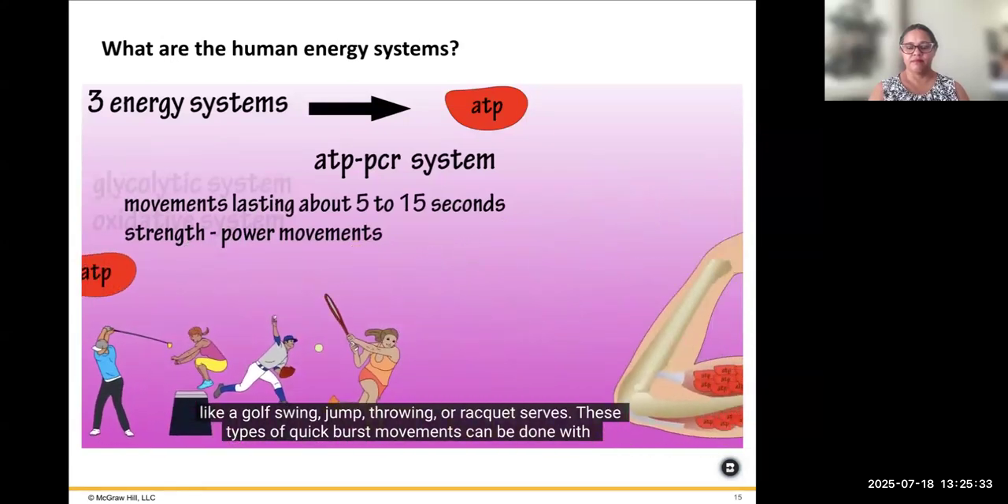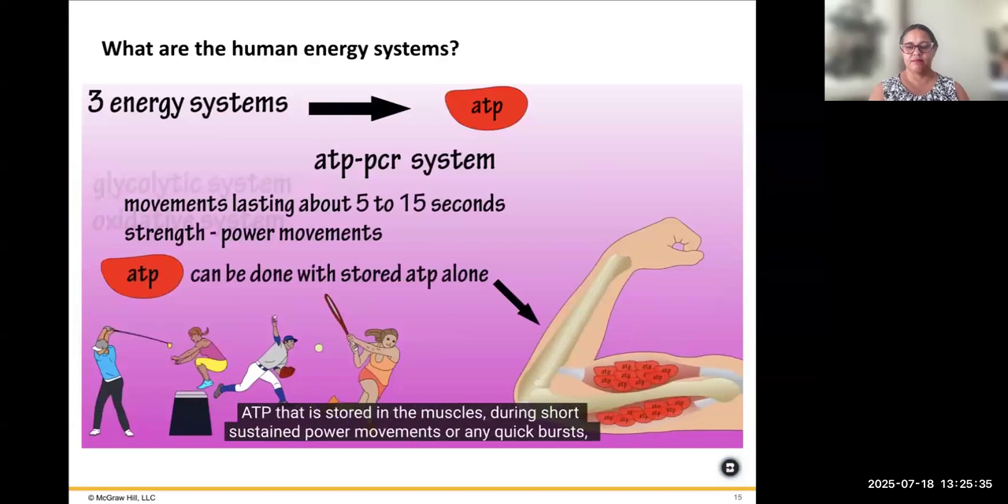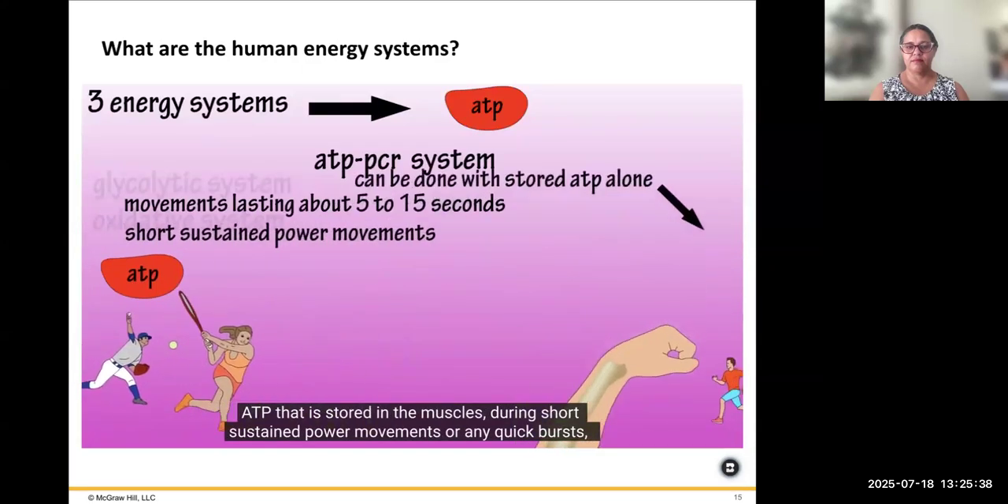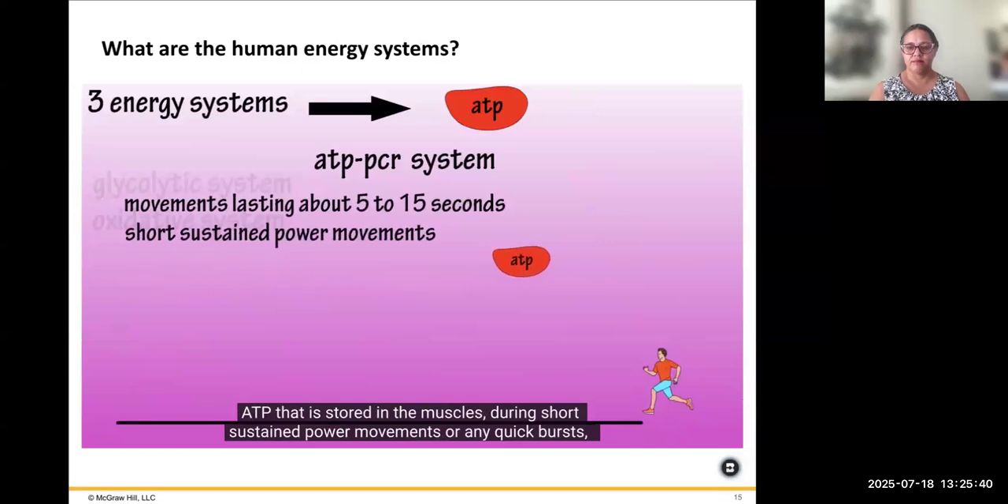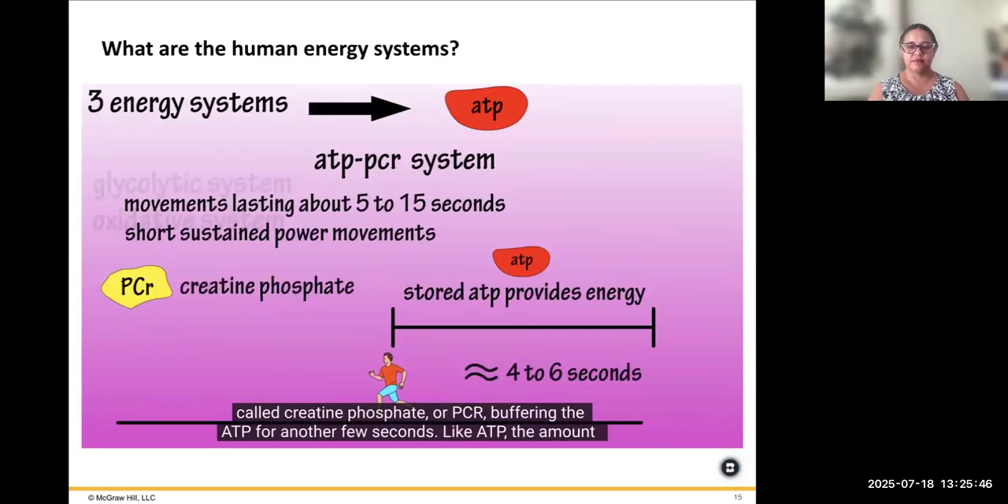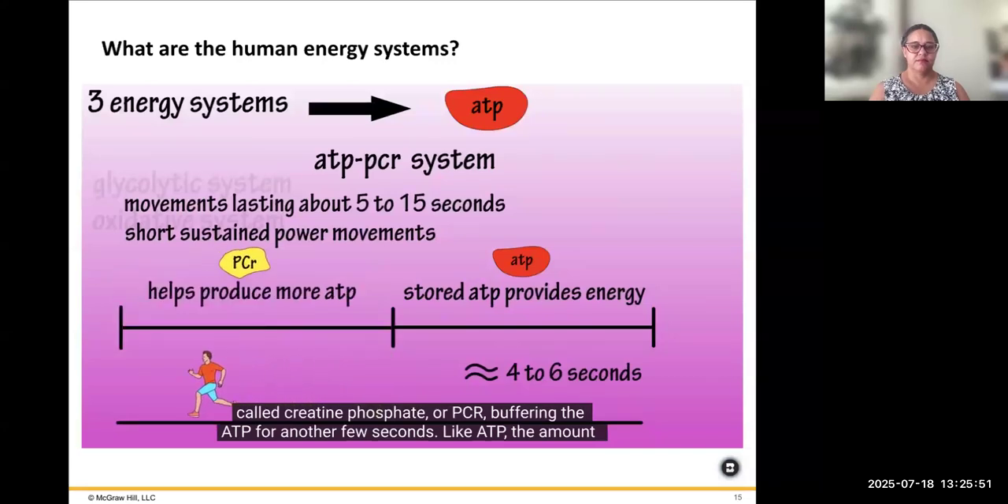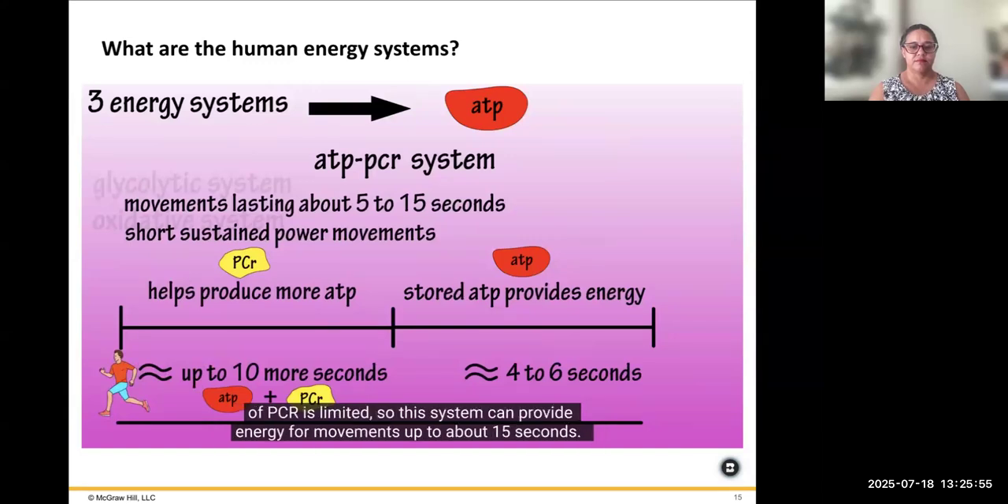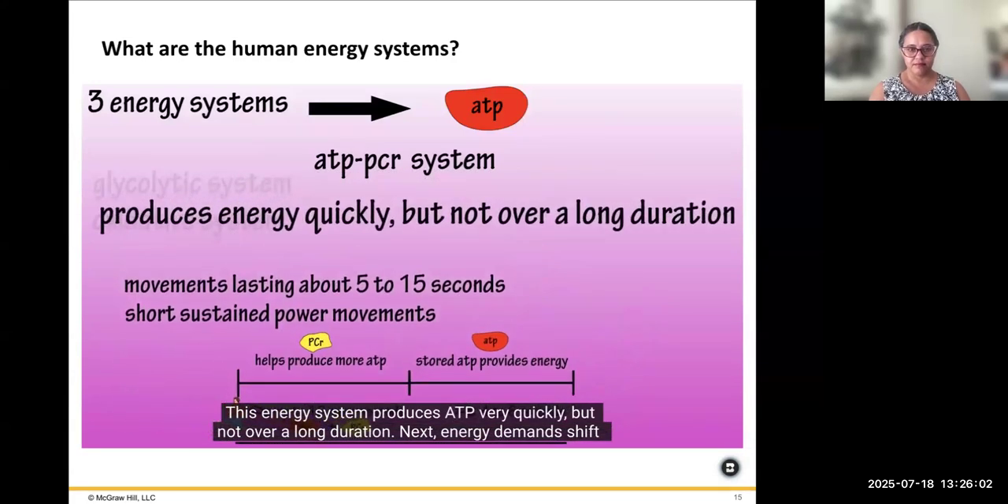These types of quick burst movements can be done with ATP that is stored in the muscles. During short sustained power movements or any quick bursts, such as a short sprint, ATP will provide the energy alone for the first few seconds, with a compound called creatine phosphate, or PCR, offering the ATP for another few seconds. Like ATP, the amount of PCR is limited, so this system can provide energy for movements up to about 15 seconds in total.